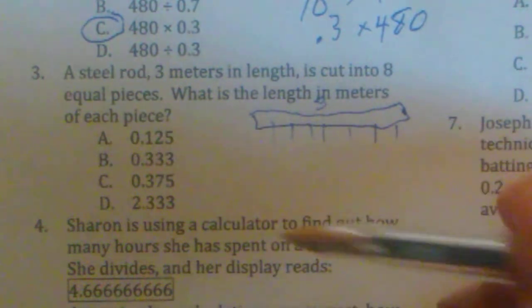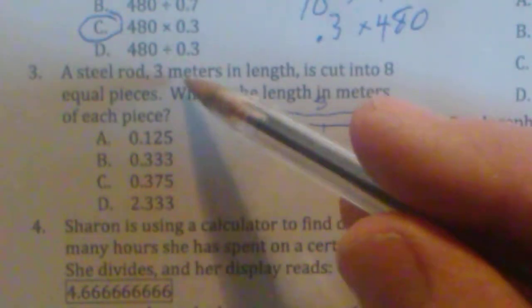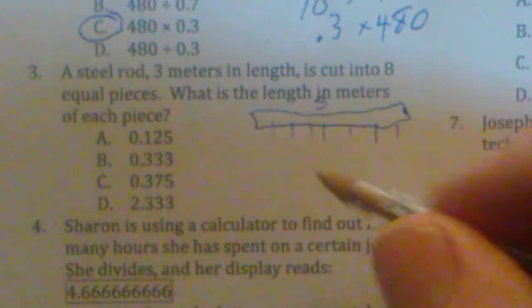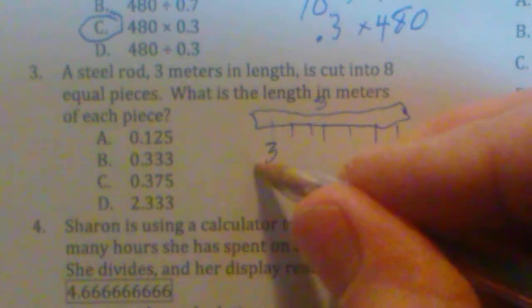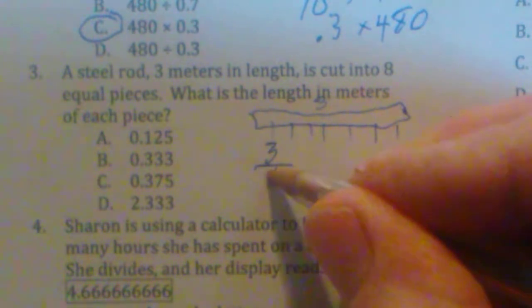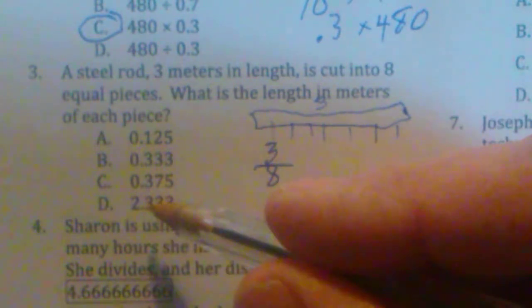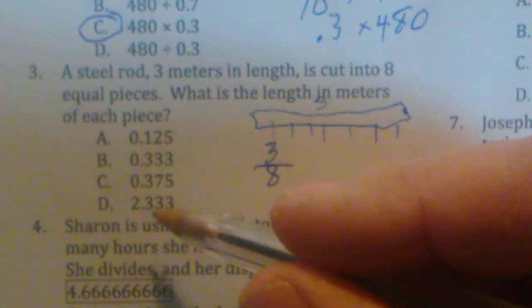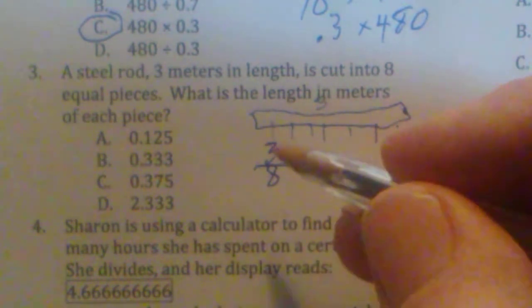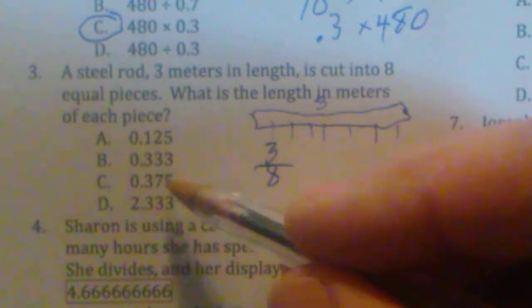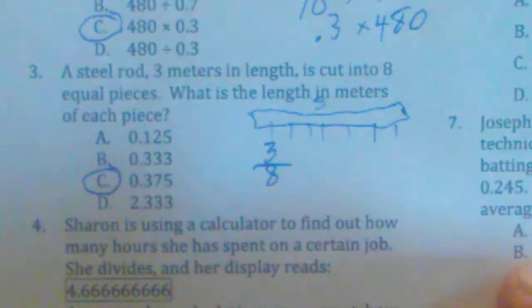So any of these answers could be correct. If you're taking 3 meters and cutting it into 8, you're dividing it into 8. Guess what? 3 divided into 8 pieces. 3 divided by 8. If you put it upside down, 8 divided by 3, you're going to get that answer. Actually, that's 7 divided by 3. I don't know why they have 7 divided by 3. Anyway, you want 3 divided by 8. And if you put that in your calculator, it comes up to this one, 0.375. Okay.